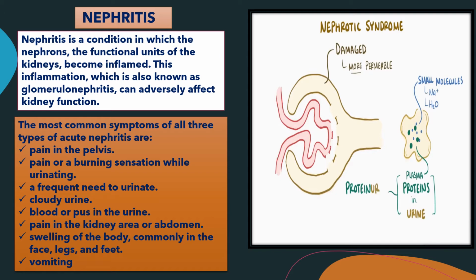You can see in the diagram the total process of nephritis. Generally, what happens in nephritis has been shown over here. Damaged, or actually it becomes more permeable, that is Bowman's capsule, in case of nephritis.